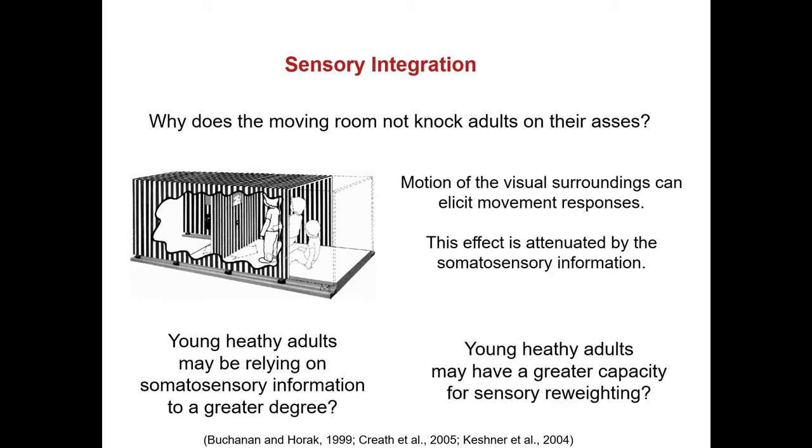Another possible interpretation is that young healthy adults have a greater capacity for sensory reweighting, that is, for quickly changing what sources of information they employ for regulating their balance. In situations where a particular perceptual system is not able to detect optimal or accurate information regarding the body's position in space, the central nervous system is able to modify the degree to which it relies on that information. This process is referred to as sensory reweighting.